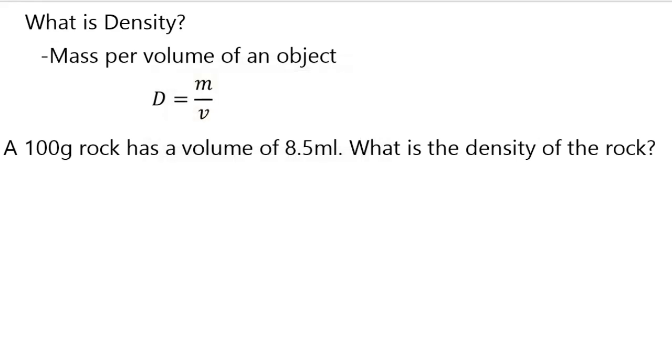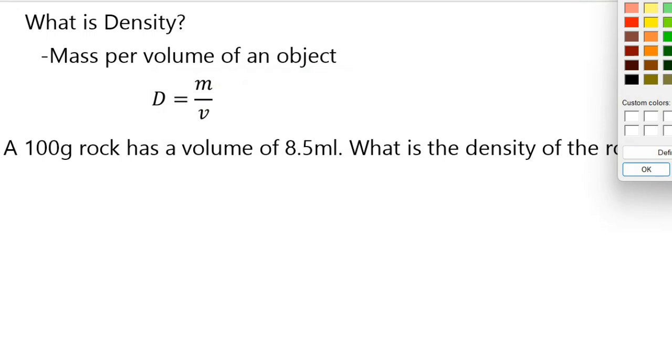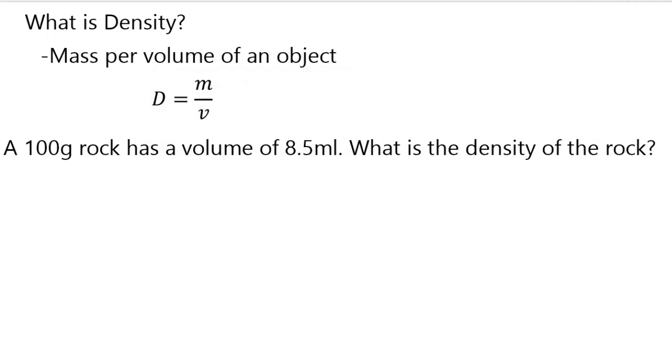Today I'm going to be teaching you about density. So what is density? Density is defined as mass per volume of an object, of matter. So here's the equation: density is equal to mass divided by volume. The best illustration for density is water.